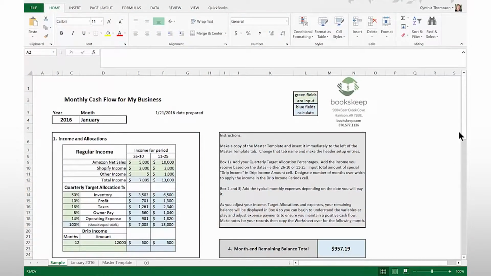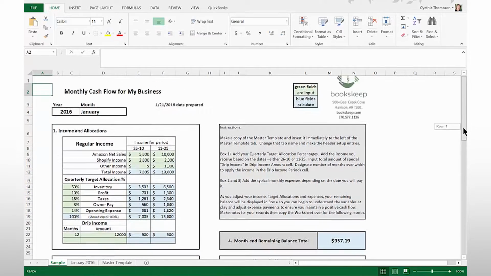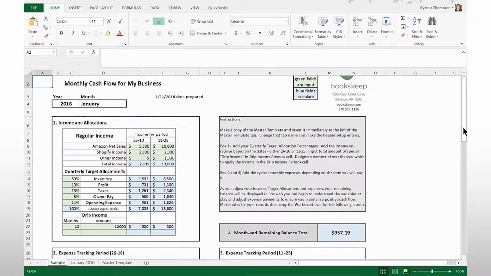So the first thing we'll do is just get familiar with this spreadsheet. The spreadsheet has a sample, and the sample is what is completed here, showing January of 2016. There's also a master template available so that if you mess up the sample or need to start from scratch, you can pull up the master template and relabel it for each month.